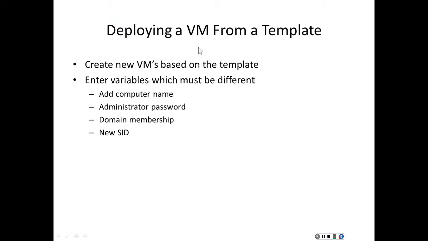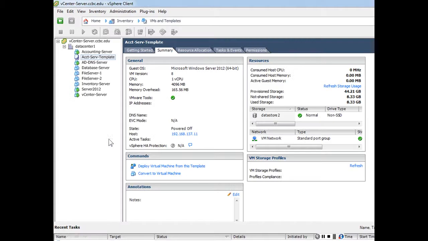So now that we've created a template, now let's create a new VM based upon the template that we just created. When we deploy that new VM from the template, we have to enter the variables which must be different. No two computers should have the same name. We specify the administrator password, domain membership, and very important, security identifier.